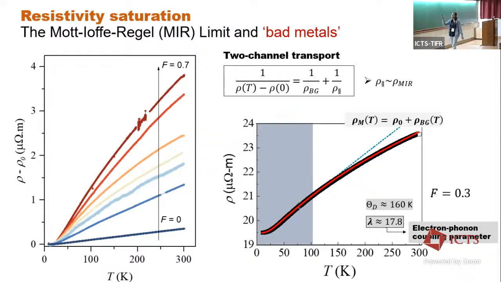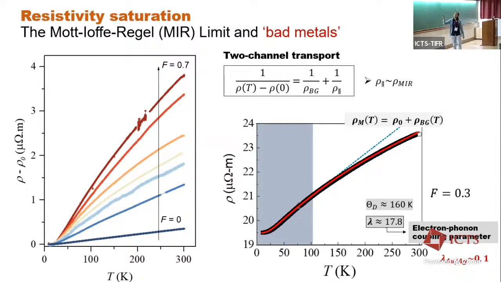One is the Debye temperature, which is about 160 Kelvin, close to gold, and another is the electron-phonon coupling parameter. Just to give you an idea, the electron-phonon coupling strength for pure gold and silver is about 0.1. So what we show here is an enhancement of about 100 times in the electron-phonon coupling strength.